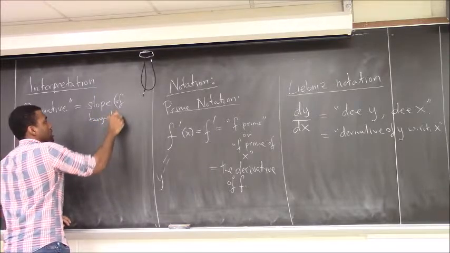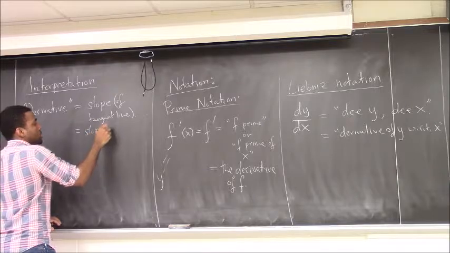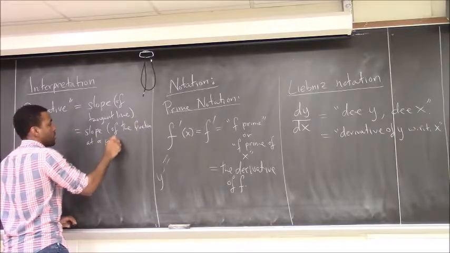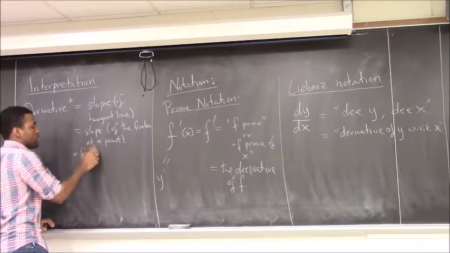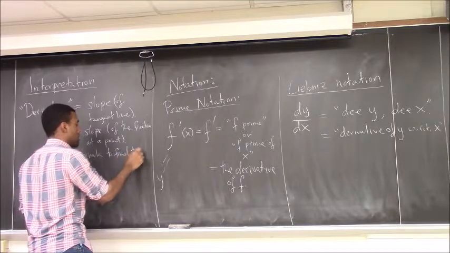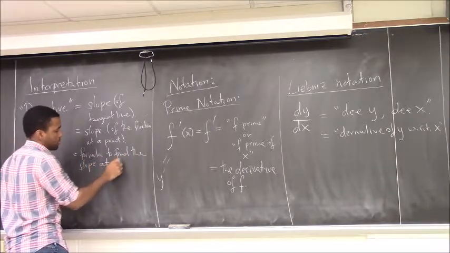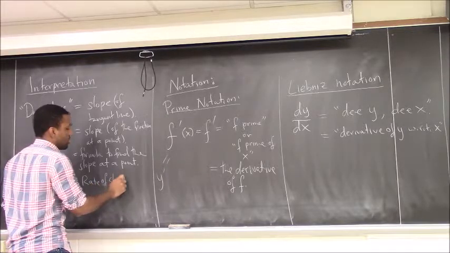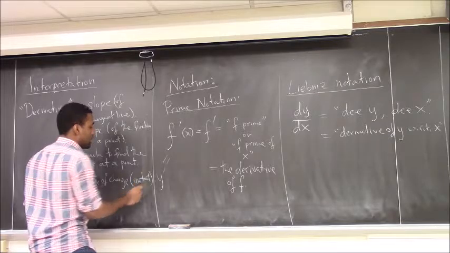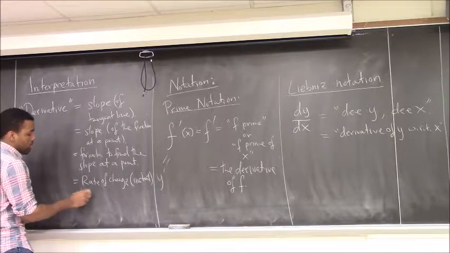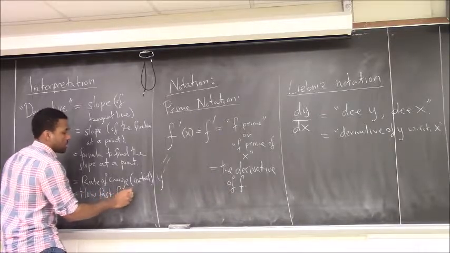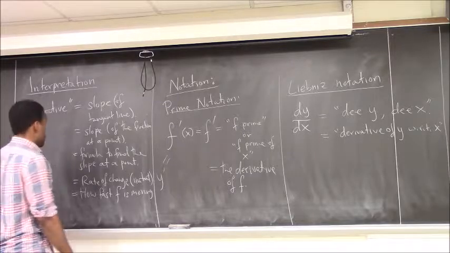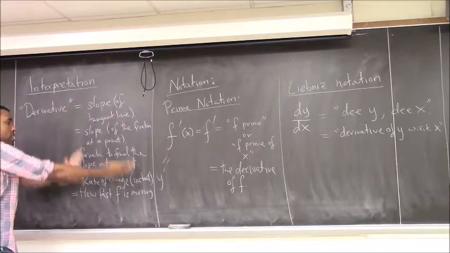Slope of tangent line. You can also think of it as the slope of the function itself. You can also think of it as giving you a formula to find the slope at any point. You can also think of it as a rate of change. That is an instantaneous rate of change. You can also think of it as how fast f is moving. Right, so you can also think of it as a speed or a rate. Right. So when you think derivative, you can interpret it in any of these ways.